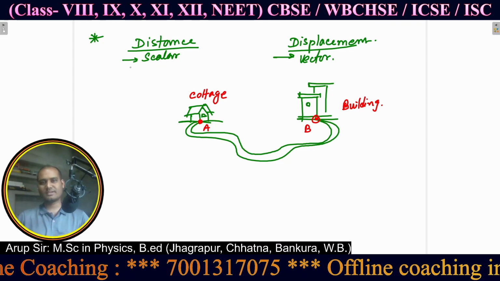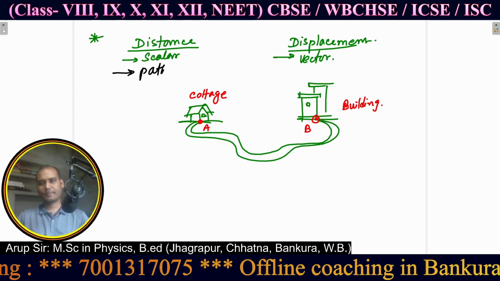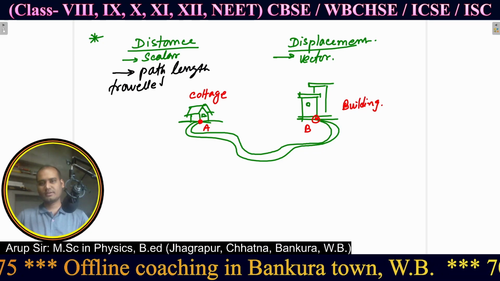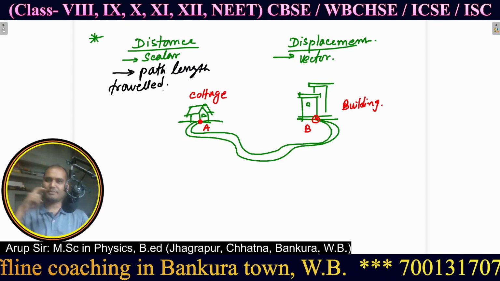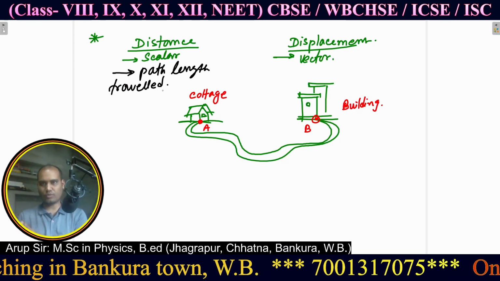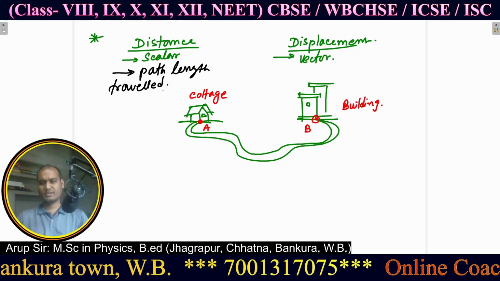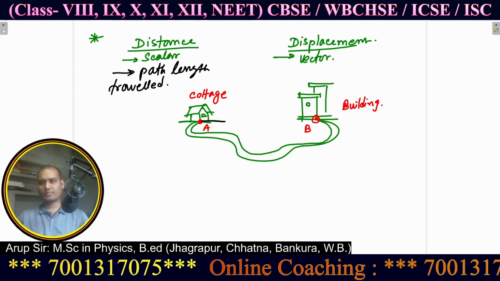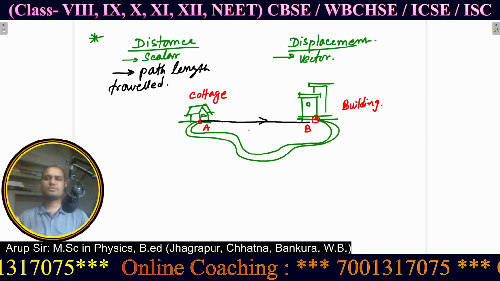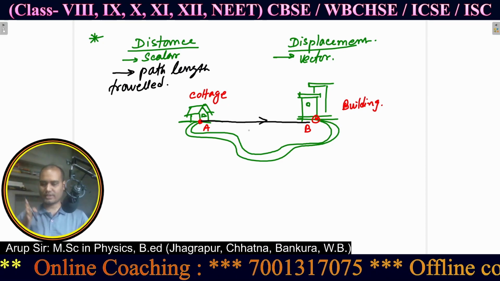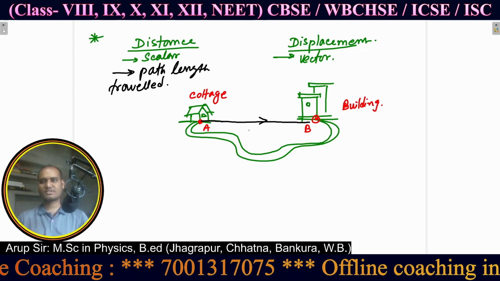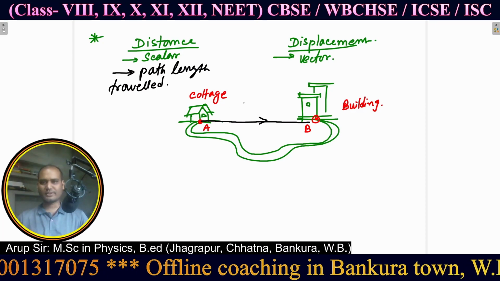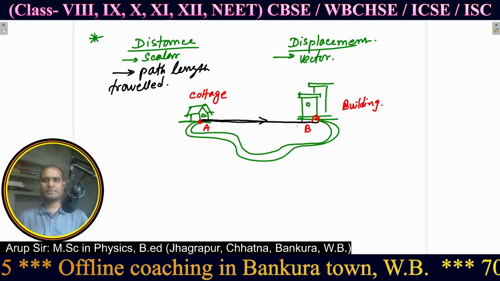So distance is the path length traveled by any object. Okay, so I am just writing: path length traveled by any object, this may be the distance. Now you may ask me the question, sir, we can also go from point A to point B by a straight route, right? Like the GT road, this is a straight path, we can move. So obviously we can move, no problem, and then this path length will be called distance.